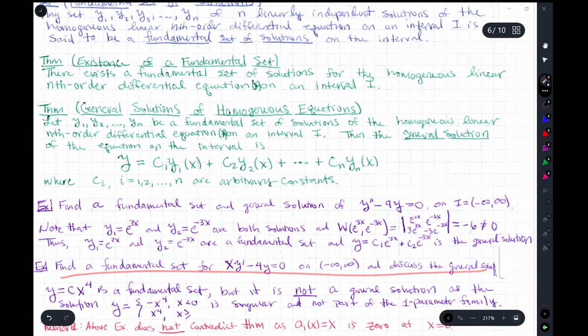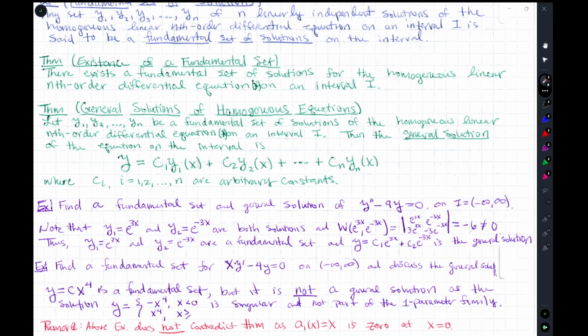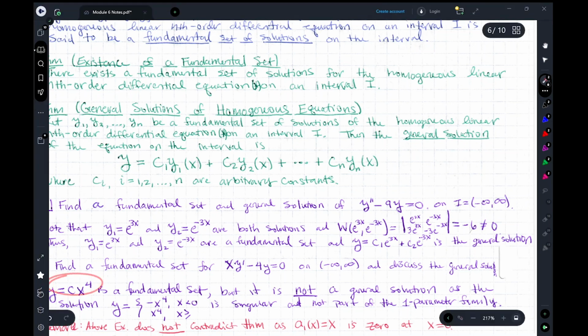So let's look at another example. Find a fundamental set for this differential equation on minus infinity to infinity and discuss the general solution. Well, we could solve this with separable equations. It's a pretty straightforward problem to solve, and if you do that, you will get this one parameter family.